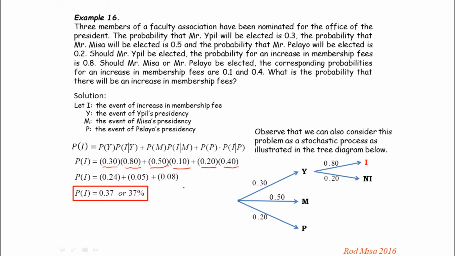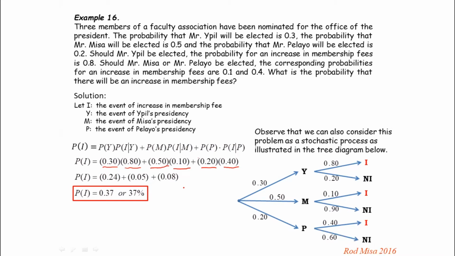But if it was Mr. Misa who won the election, there will be a probability of 10% in increasing the membership fee. So therefore, 90% probability that there will be no increase in the membership fee. But if it was Mr. Pelayo who won the election, there will be a probability of 40% in increasing the membership fee. So therefore, a 60% probability that there will be no increase in the membership fee.